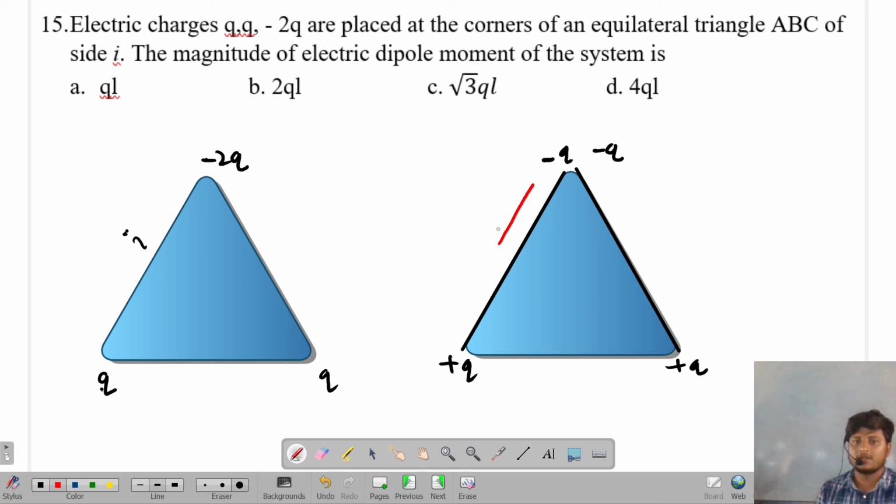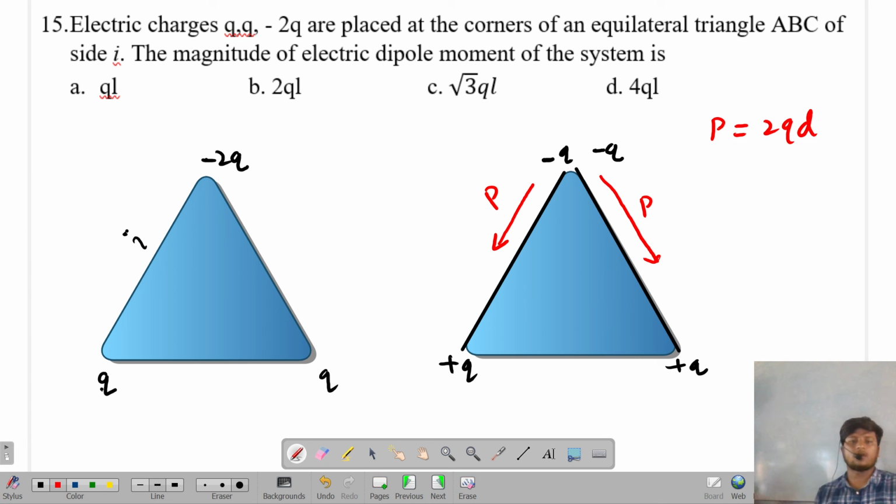Now look over here. The dipole moment is towards this side or not? I call this P. So P is acting from minus Q to plus Q. Got it or not? The dipole moment will always act from minus Q to plus Q. For this also, dipole moment is acting from minus Q to plus Q or not? Again, this is P. What is the value of P? It is equal to 2Q into d or not? Tell me yes or no.